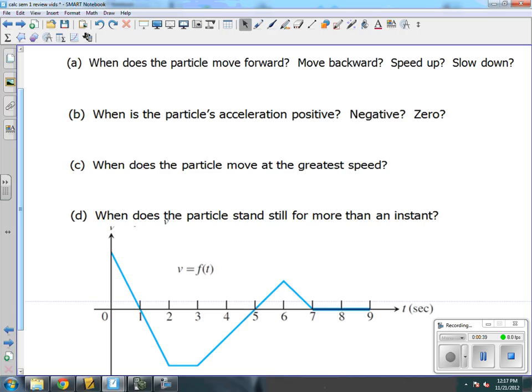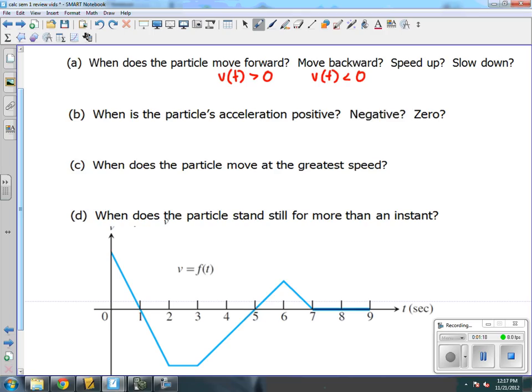Velocity is directional. So where does this particle move forward? Essentially, I'm looking for where v is positive. Backwards, where is the velocity negative? Speed up is when velocity and acceleration are either both positive or both negative. We'll look at that in a second, and there's a way to tell that by looking at the graph. Slow down is when velocity and acceleration are opposite. If velocity is positive and acceleration is negative, that would slow the particle down. Also, if velocity is negative and acceleration is positive, that would slow the particle down.